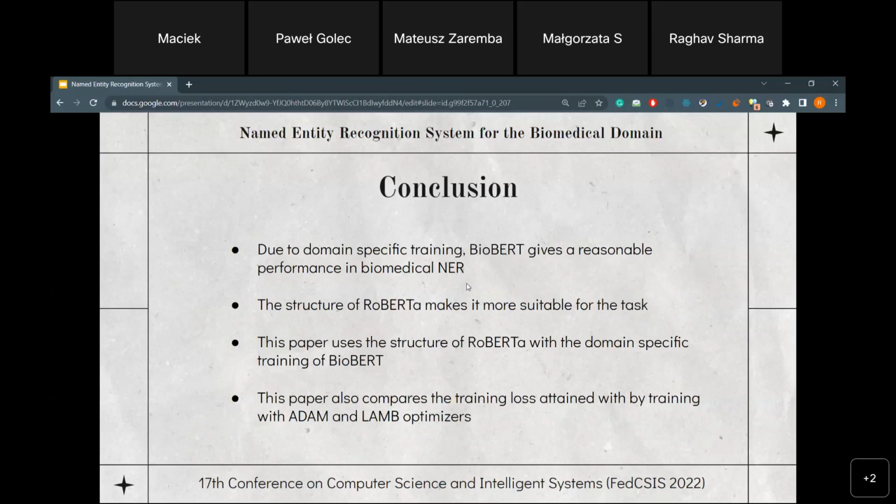To summarize, we have analyzed that BioBERT shows superior performance in the biomedical domain due to its domain-based training, whereas the structure of RoBERTa is more suitable for the task. We combine these strong features by using the structure of RoBERTa with the domain-specific training of BioBERT to get better results. We also compare the loss attained by using LAMB and Adam optimizers and find that the LAMB optimizer is able to achieve much lesser loss.